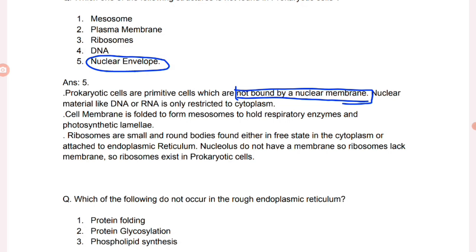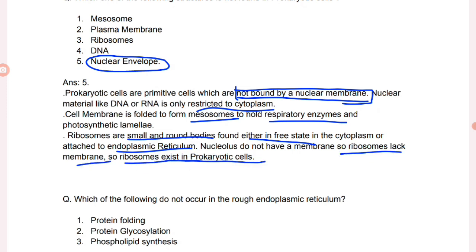Nuclear material is only restricted to cytoplasm. Cell membrane is folded to form mesosomes to hold respiratory enzymes. Ribosomes are small and round bodies found either in free state or attached to endoplasmic reticulum. Nucleolus does not have a membrane, so ribosome lacks membrane, so ribosome exists in prokaryotic.